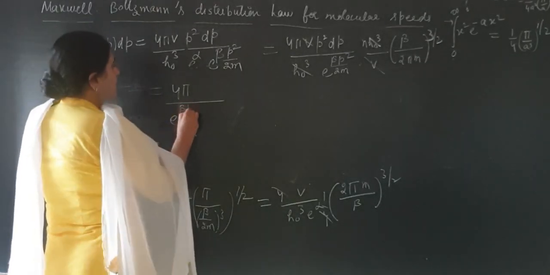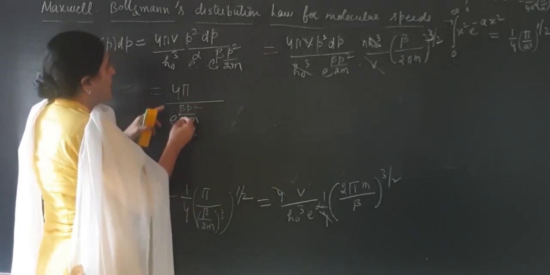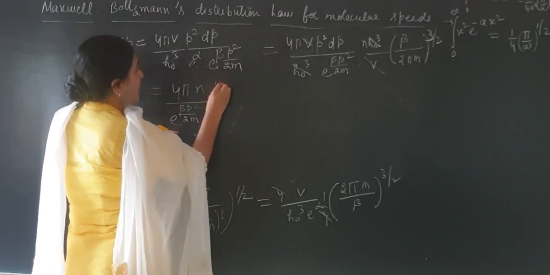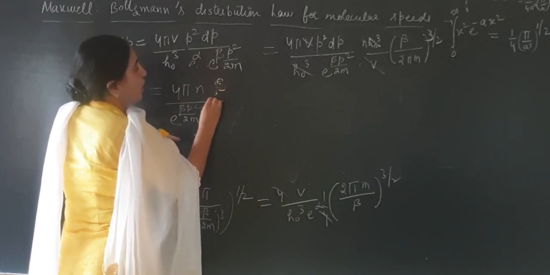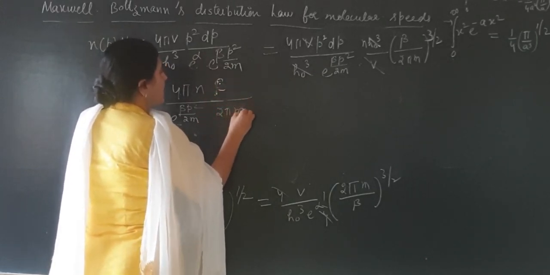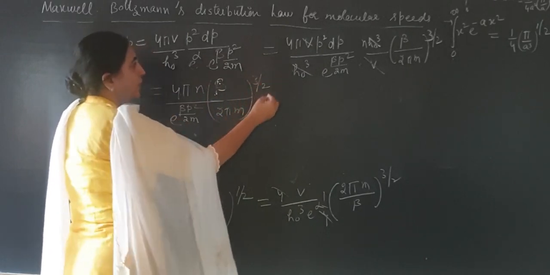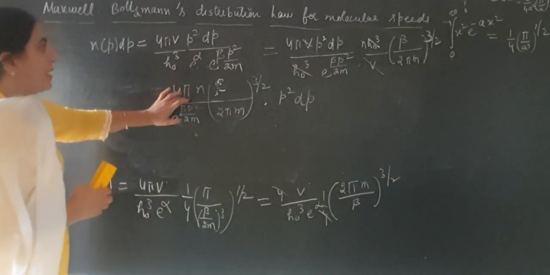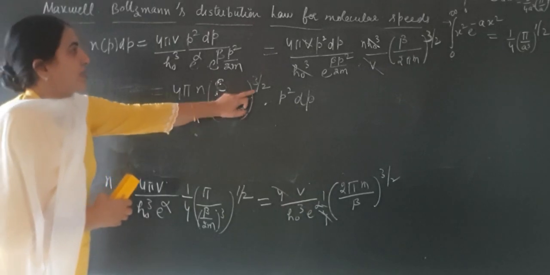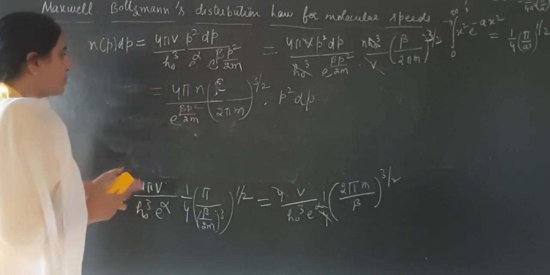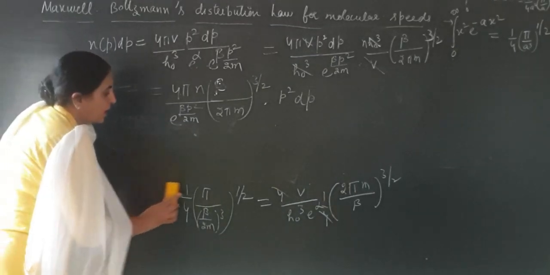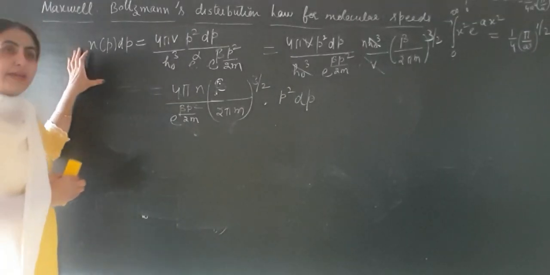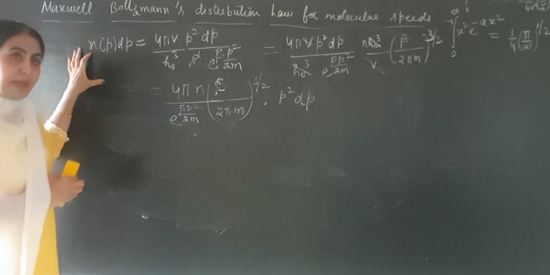So now, 4 pi n beta over 2 pi m raised to power 3 by 2 into p square dp. So this is our n(p) dp now. This is the number of molecules between the momentum interval dp, or between the momentum p and p plus dp.